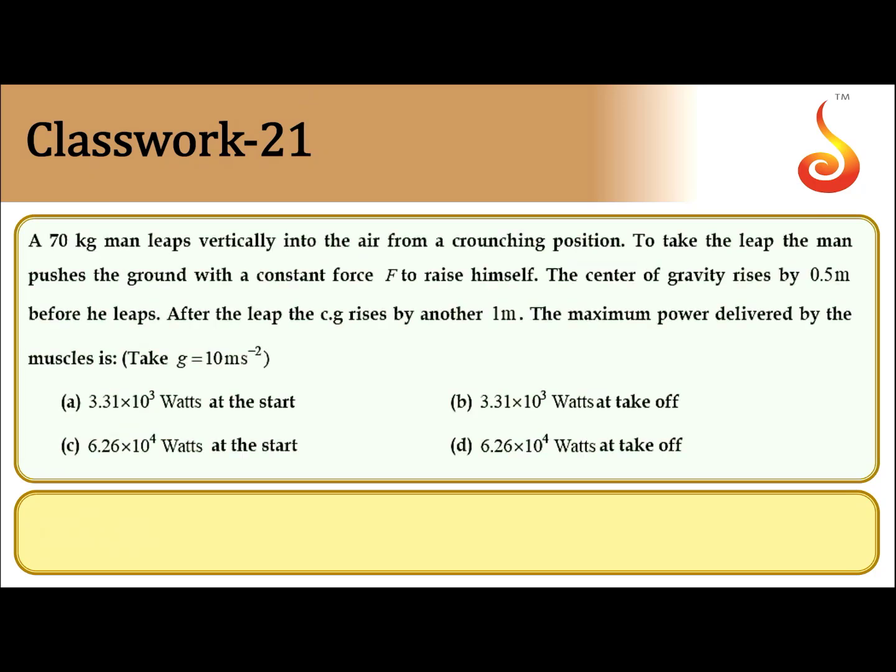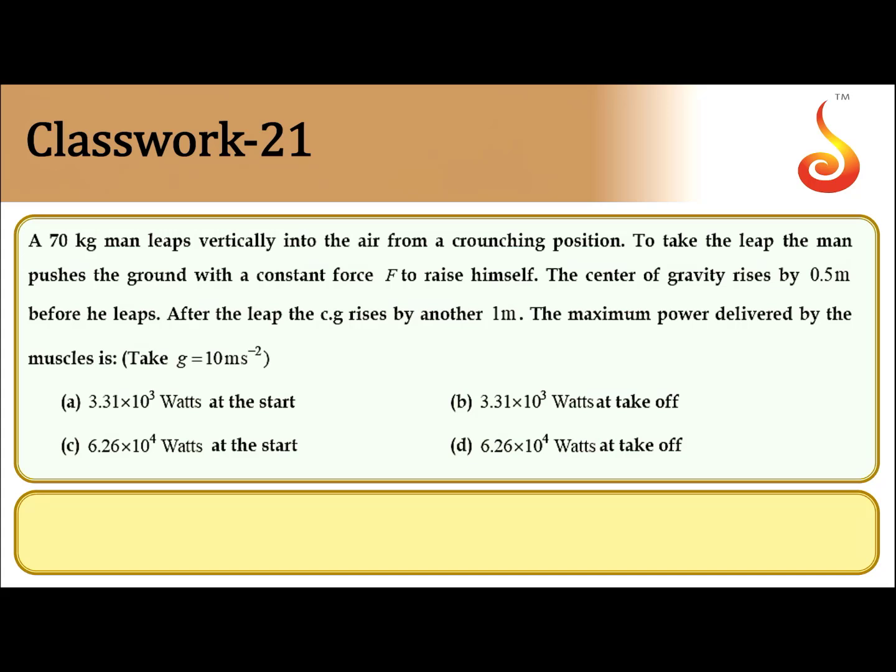Next one. A 70 kg man leaps vertically into air from a crouching position. To take the leap, the man pushes the ground with a constant force F to raise himself. The center of gravity rises by 0.5 meter before he leaps. After the leap, the center of gravity rises by another 1 meter. The maximum power delivered by the muscles is.